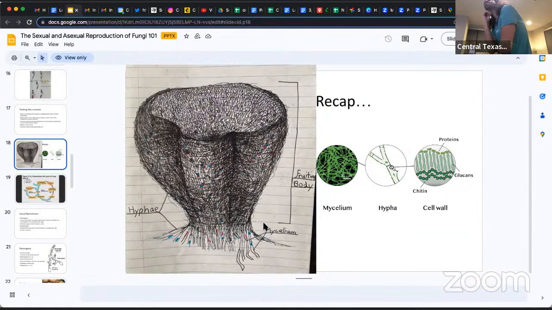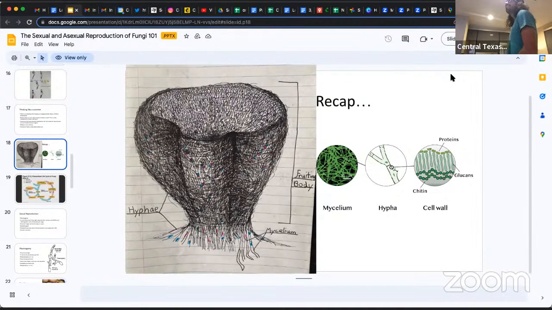So this illustration you did, is it the Devil's Urn? I'm not sure. I just got a sack. I just looked up sack fungi on Google and copied the first one that I saw. It was red. Oh, okay. Yeah, I've seen those here in Central Texas.